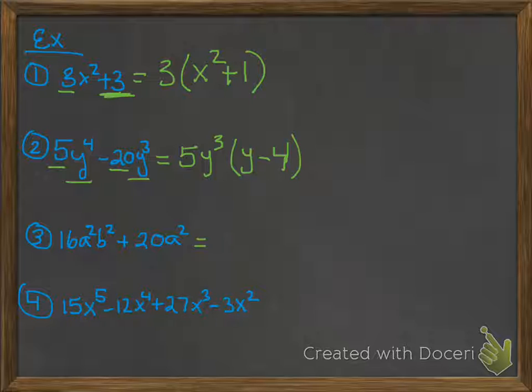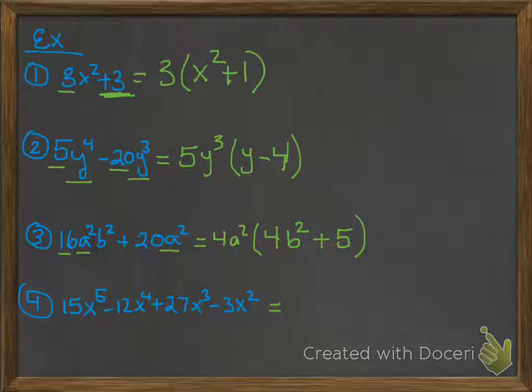This next one, they both have the a squares, and they both are divisible by at least 4. So I'm going to take 4 out, an a squared. And I'm left with 4, and I took the a squared out, so it's just going to be b squared. Plus, divide by 4a squared, and we're left with just 5.